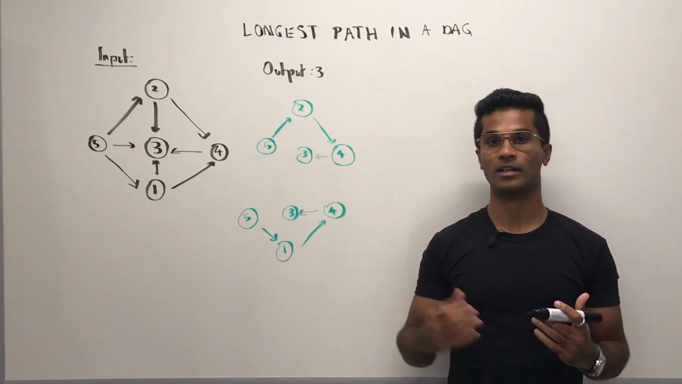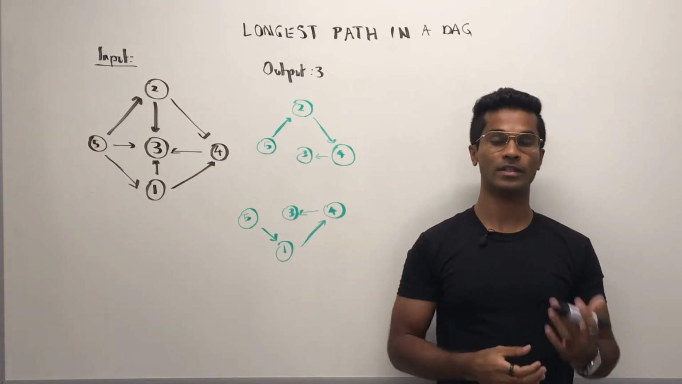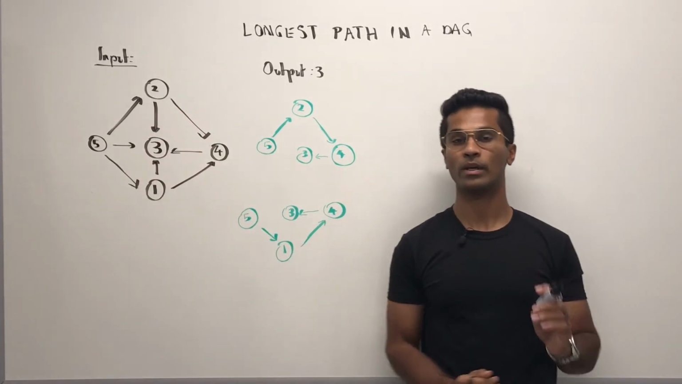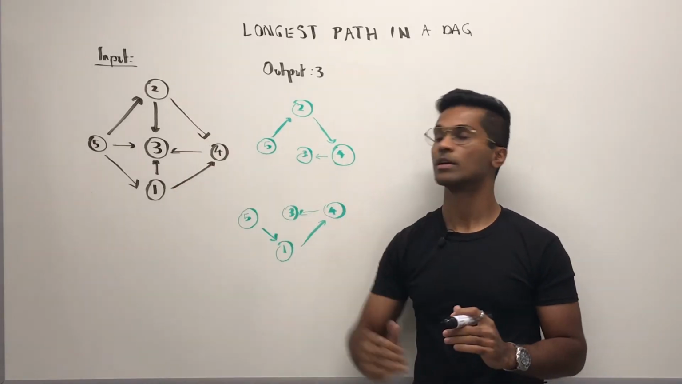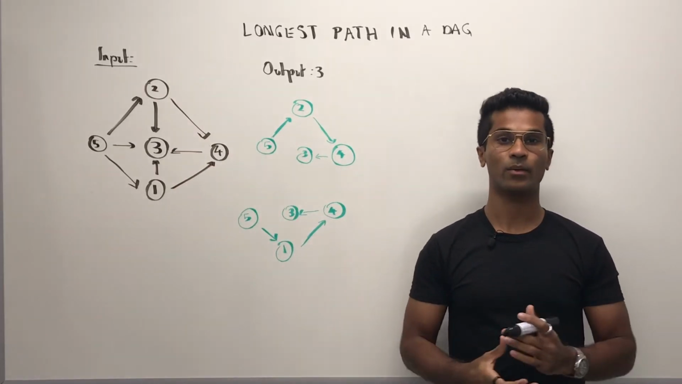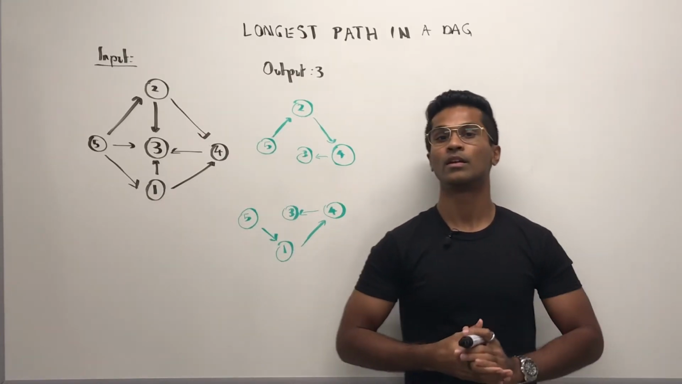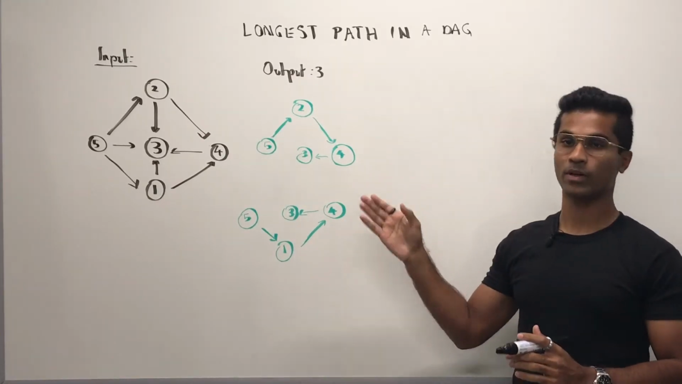So a DAG is a graph where we have edges which are directed, so we can go from, let's say, 2 to 3, but we cannot go from 3 to 2. And as it's acyclic, that means there are no cycles in our given graph. So let's look at how we get the output.